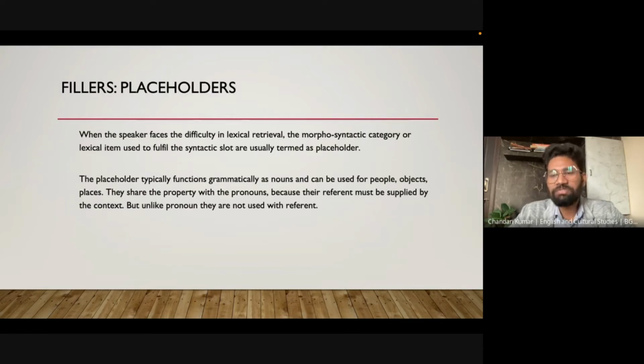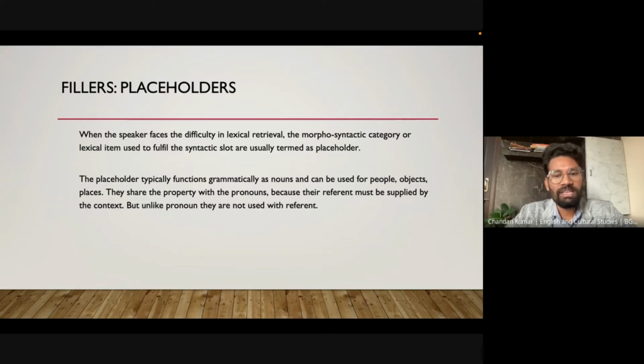Placeholder is a kind of filler, but it has a more morphosyntactic value compared to the other fillers, as we say, discourse markers or interjective hesitators. They have more of a psychological need. Placeholder is more of a pragmatic and morphosyntactic value. Because when the speaker faces difficulty in lexical retrieval at the time of speaking, the lexical item used to fulfill that syntactic slot is, as it is defined in the literature, called a placeholder.